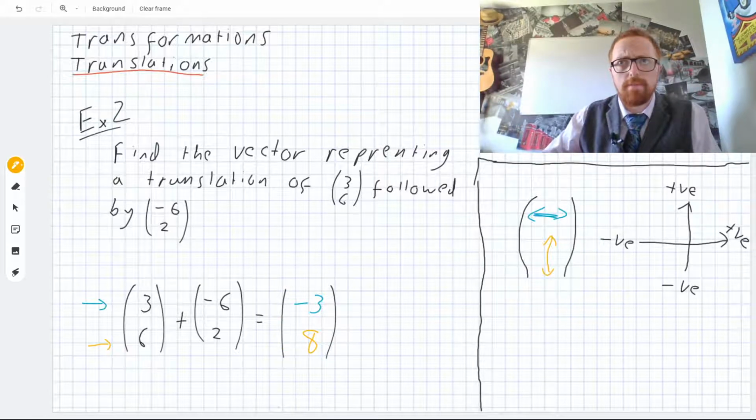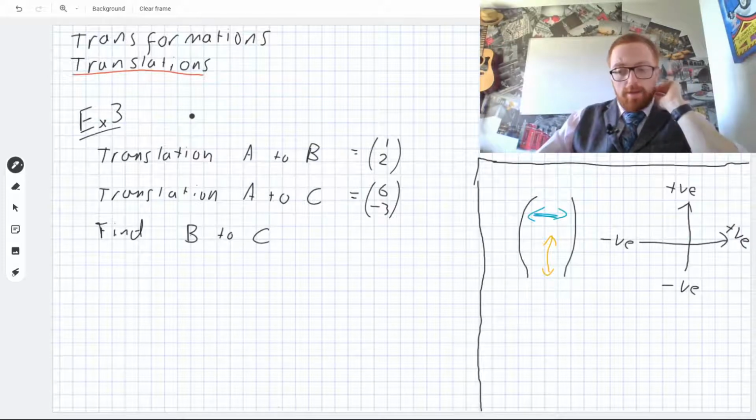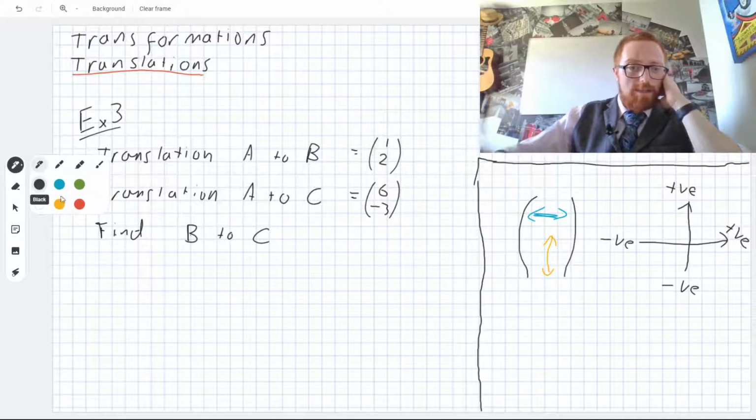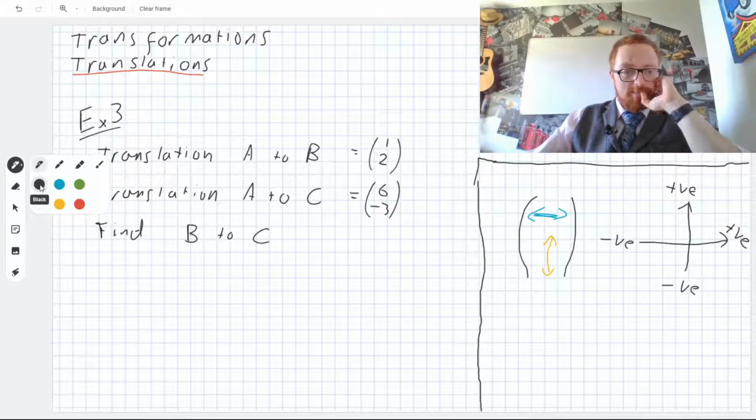Excellent. Okay, so let's have a look at our final example of this video. We've got a translation that takes some shape A to some different shape B, and that's given by this vector 1, 2. Then we need to imagine that a second transformation took B onto a final shape C, which we don't know, but we are told that the overall translation that takes A to C is 6, negative 3. What we're asked to find is that translation B to C.